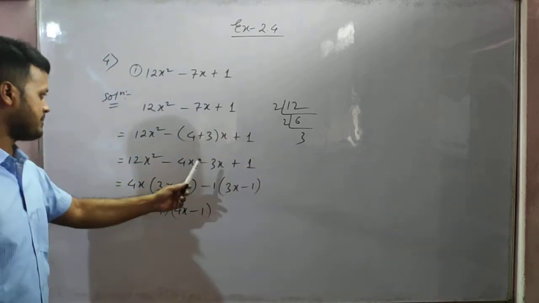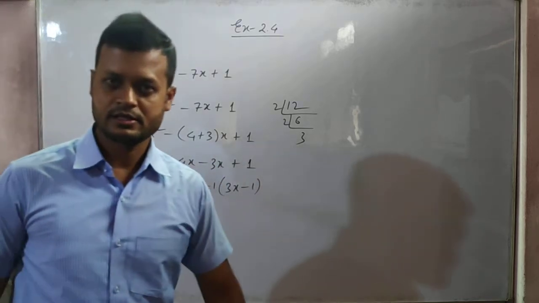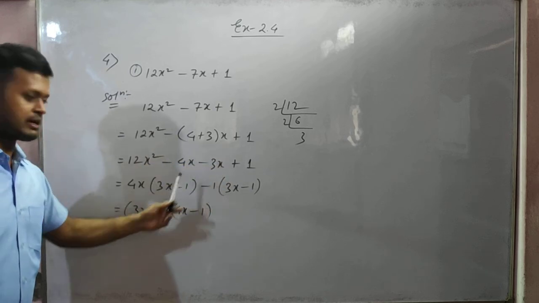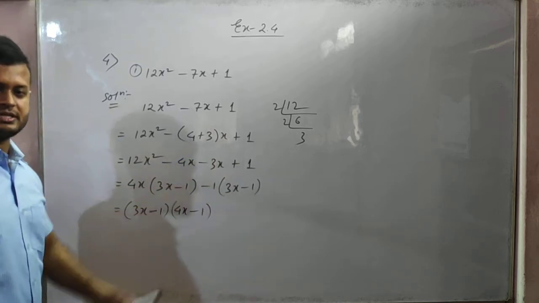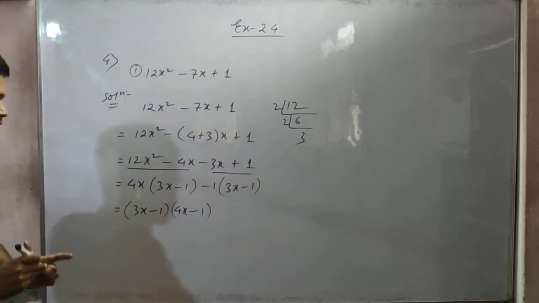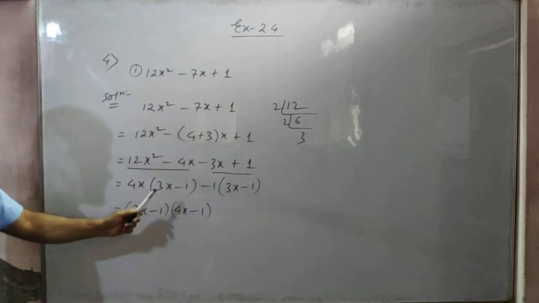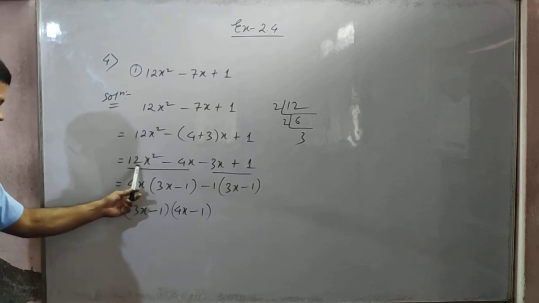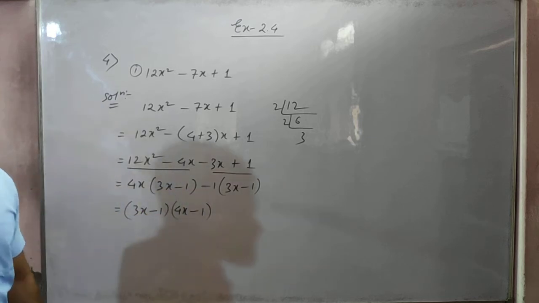Okay, so now open the bracket. If I open this bracket, then minus 4 into x will become minus 4x. See very carefully. Minus 4 into x will become minus 4x, and 3 into x will become 3x. From the first two terms, and from the last two terms, I want to take common now. From the first two terms, if I take 4x common, from 12x square I will get 3x. From 4x, if I take 4x common, I will get 1.